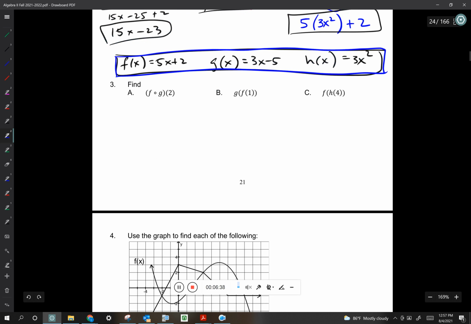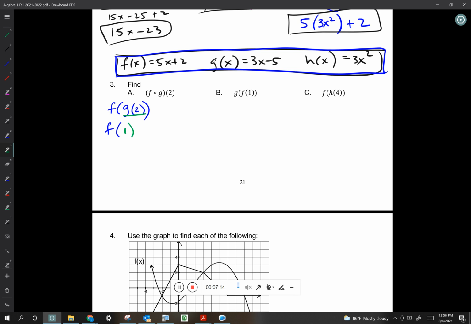All right. So look at number 3. Remember that little circle, what that means is f of g of, but this time it's not of x, it's of 2. Okay? So let's start with what is g of 2? Well, g of 2 means if I plug a 2 into the g function right here, if I plug a 2 in for x, won't that be 6 minus 5, which is 1? So what I'm saying is g of 2 is 1, right? So if there's numbers, go ahead and plug in the numbers.